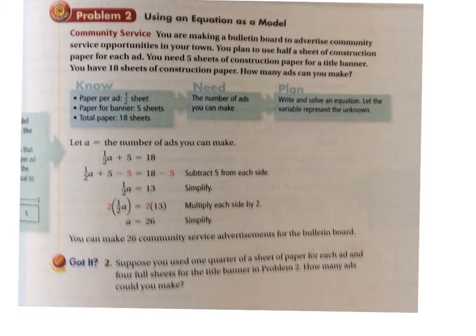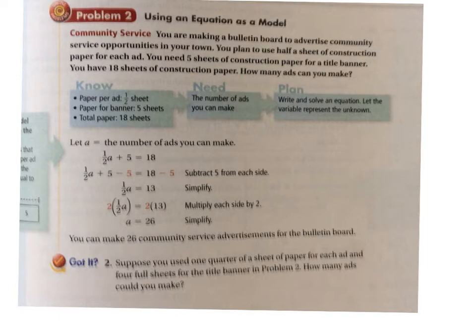Alrighty, so using an equation as a model, you're making a bulletin board to advertise community service opportunities in your town. You plan to use half a sheet of construction paper for each ad. You need 5 sheets of construction paper for a title banner. You have 18 sheets of construction paper. How many ads can you make?